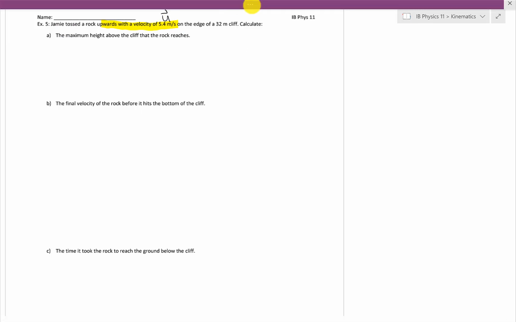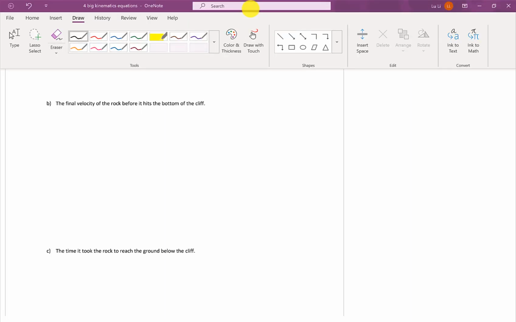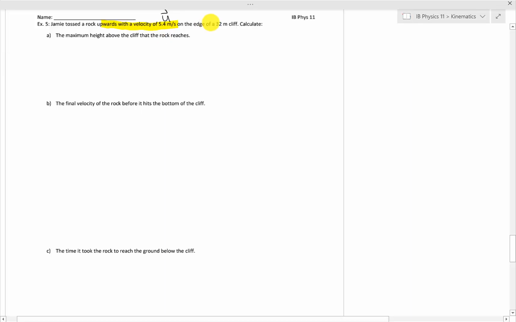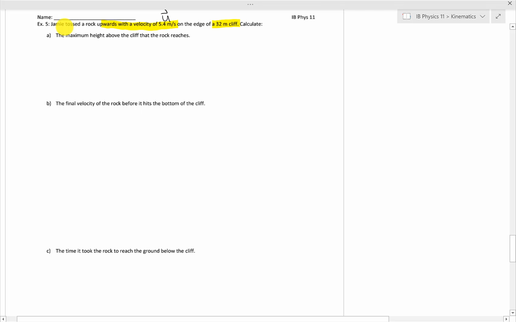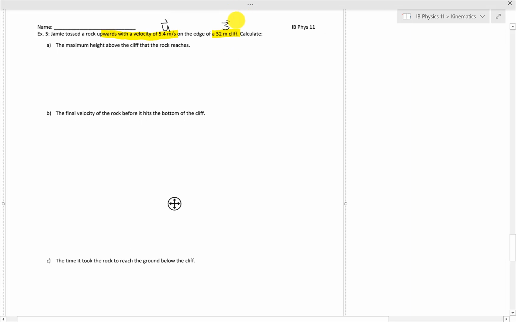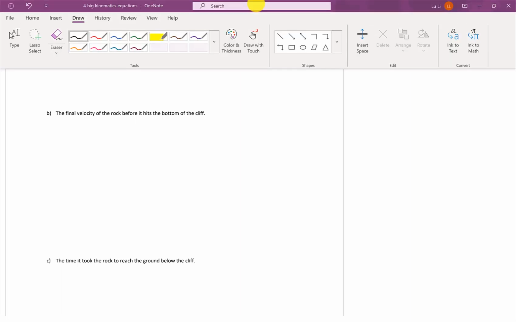Jamie is our person, is going to throw that over the edge, or he is standing on the edge, and he's on a 32-meter cliff. Now, whether the rock will actually fall to the bottom of the cliff, we don't know. So I'm just going to write here an S for displacement and put a question mark down, because I think that's going to depend on what the problem is going to ask of us.